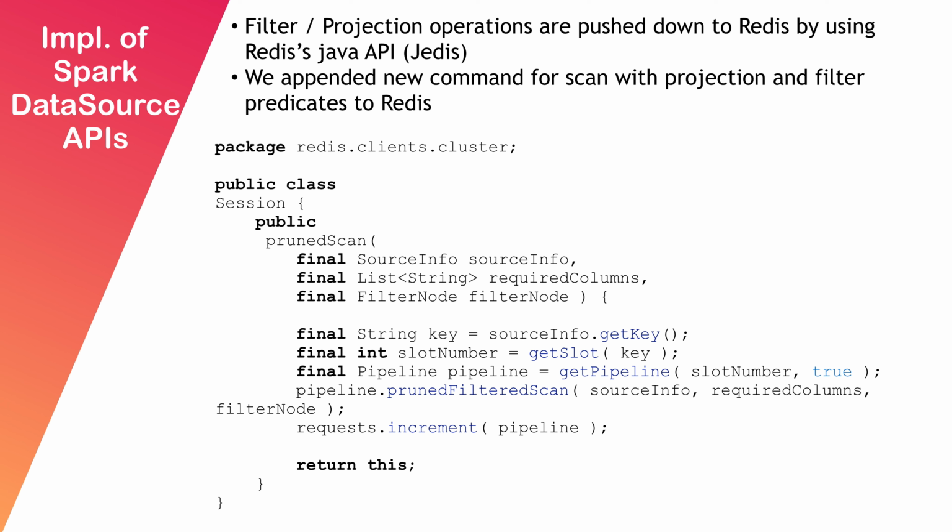We use Redis's Java API, which is called Jedis, to push down filter and projection operations to Redis. There is no command to scan keys with column pruning, so we appended a new command to Redis. The new command transfers filter predicates and required columns to Redis, and it filters out irrelevant keys and columns before returning results to the client.